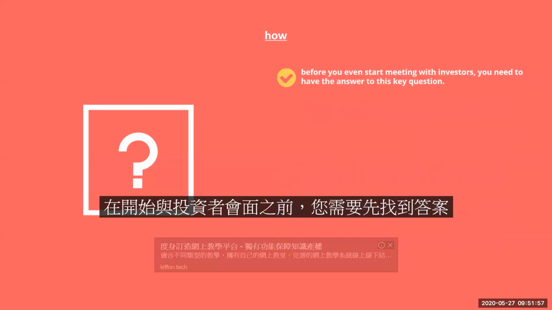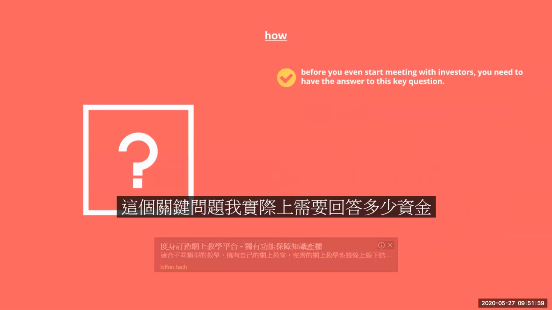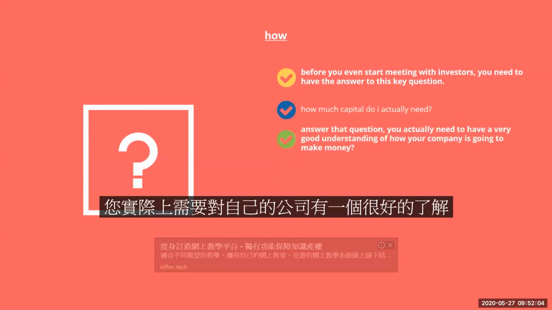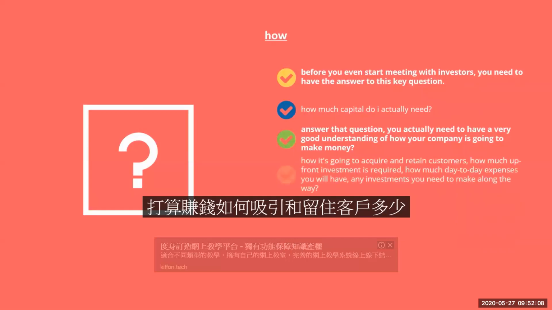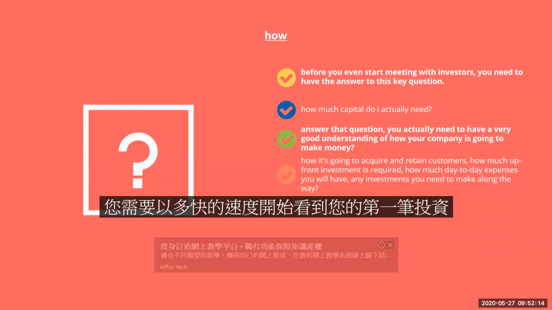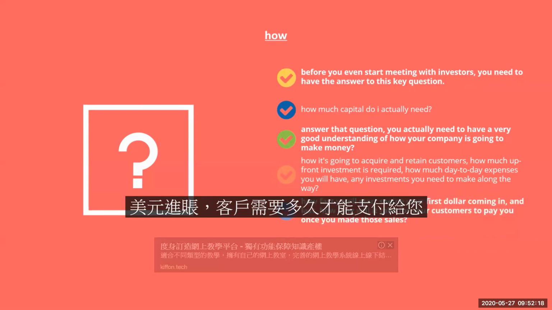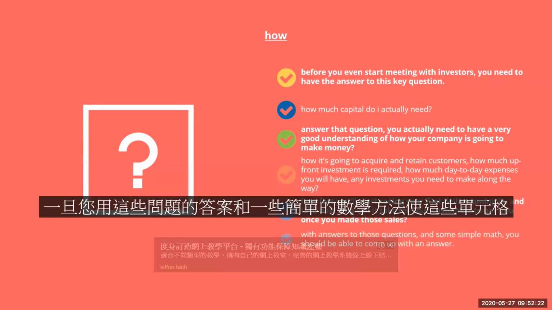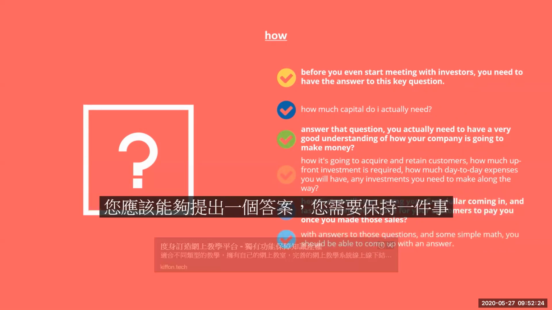Before you even start meeting with investors, you need to have the answer to this key question: how much capital do I actually need? To answer that question, you need to have a very good understanding of how your company is going to make money, how it's going to acquire and retain customers, how much upfront investment is required, how much day-to-day expenses you'll have, any investments you need to make along the way, how fast you'll start seeing your first dollar coming in, and last, how long it will take for your customers to pay you once you've made those sales?